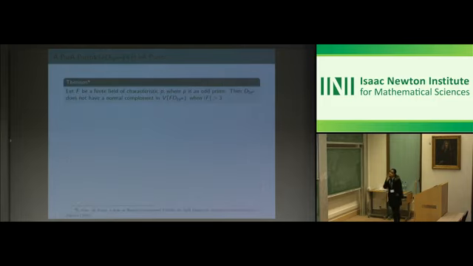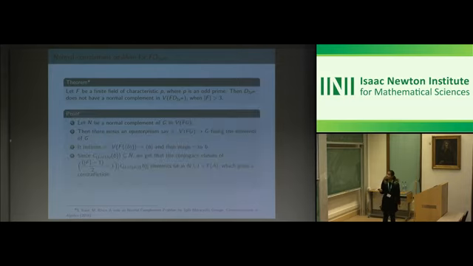Now come to the main result. It says that suppose we have any finite field of characteristic P, where P is an odd prime. If it has more than 3 elements, then D2PM doesn't have a normal complement in VF D2PM. And this is a brief sketch of the proof.